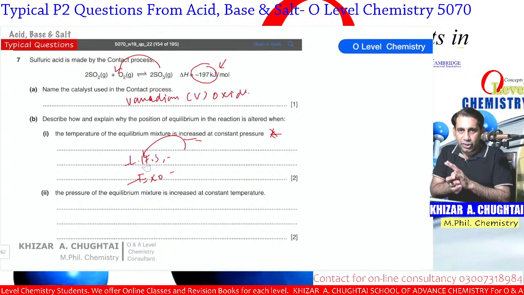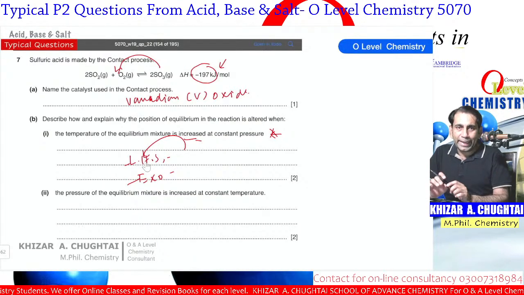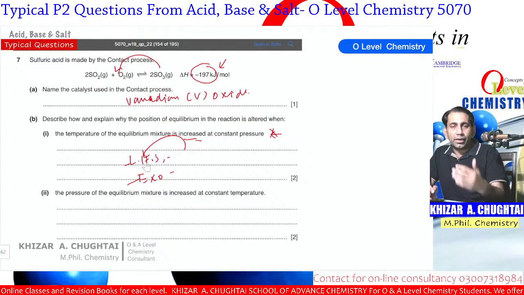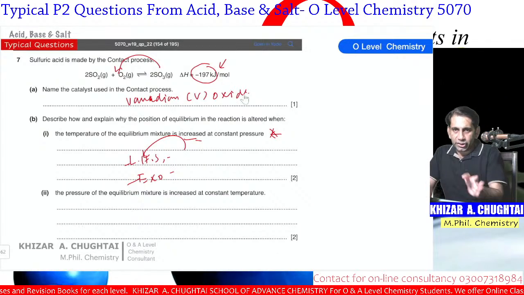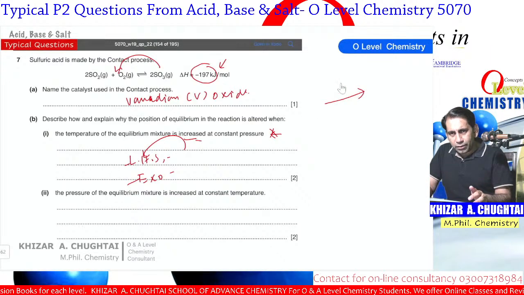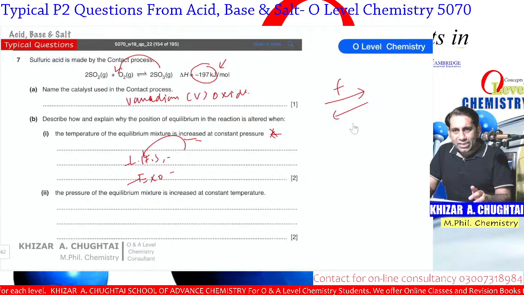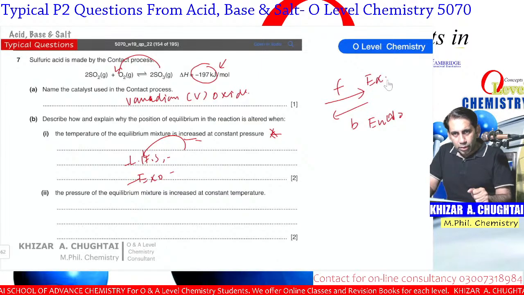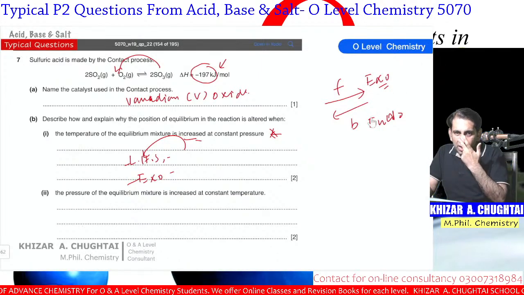Forward exothermic reaction is not favored by increasing the temperature. Basically, an increase in temperature favors the endothermic reaction. If the forward reaction is exo, then obviously the backward reaction will be endo.